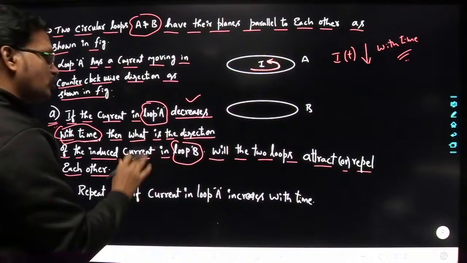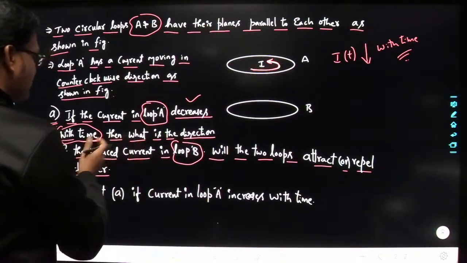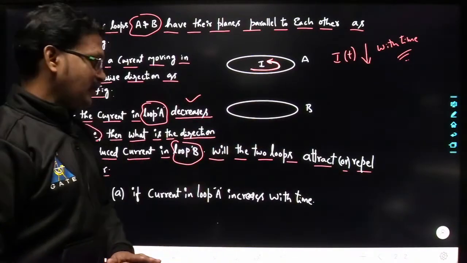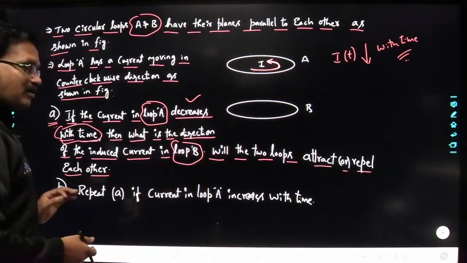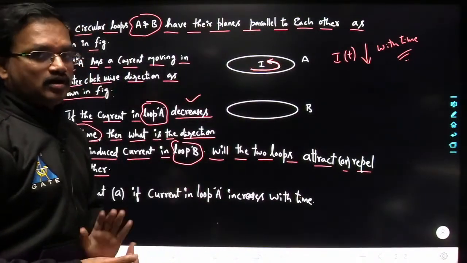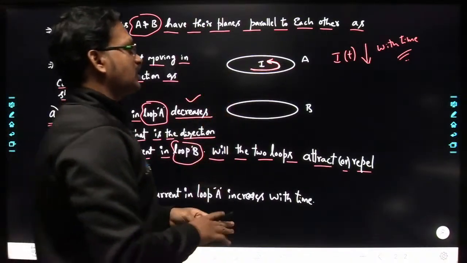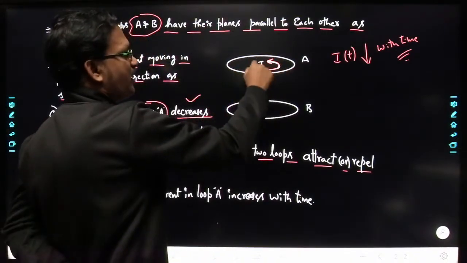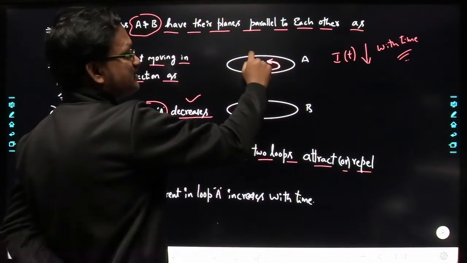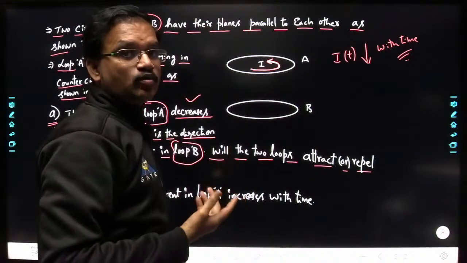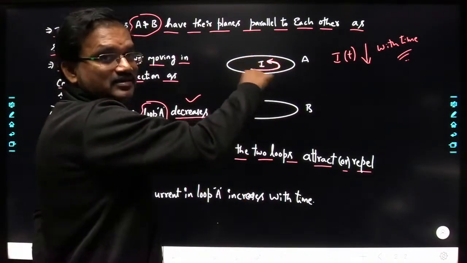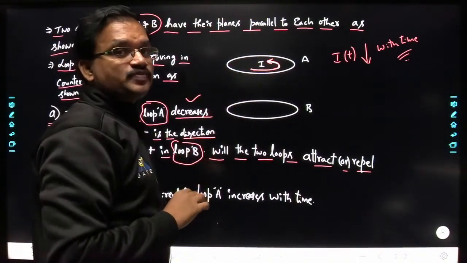Understood? Okay. So in that case, what they are asking here is: what is the direction of the induced current in loop B? Will the two loops attract or repel each other? So this is what they are asking here. Here the current that is flowing in loop A is time varying current. It is flowing in anti-clockwise direction, and this current is decreasing with respect to time.